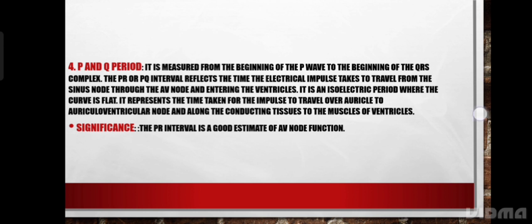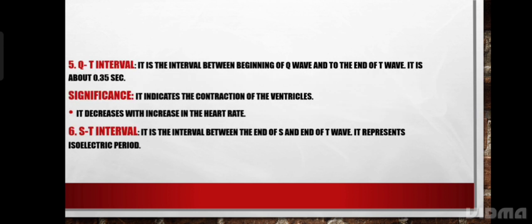Significance: the PR interval is a good estimate of AV node function. Fifth, QT interval. It is an interval between the beginning of Q wave and the end of T wave. It is about 0.35 seconds. Significance: first, it indicates the contraction of the ventricles. Second, it decreases with increase in the heart rate. Sixth, ST interval. It is an interval between the end of S and the beginning of T wave. It represents an isoelectric period.